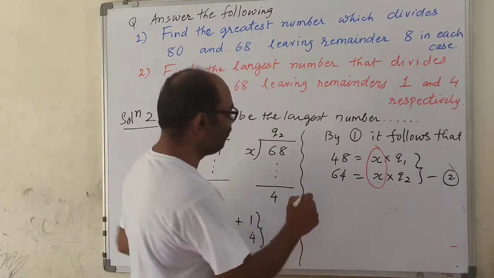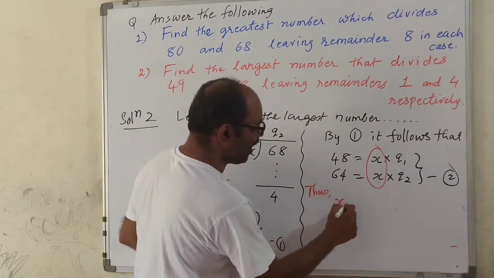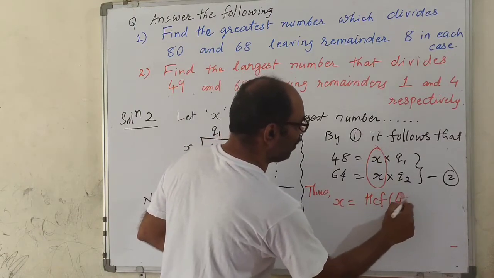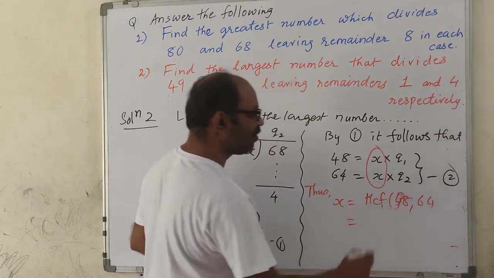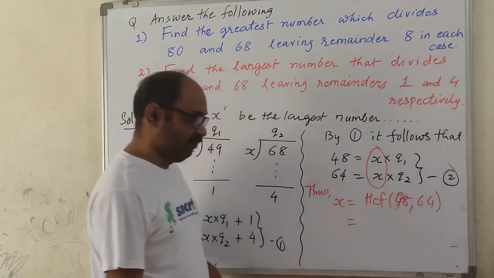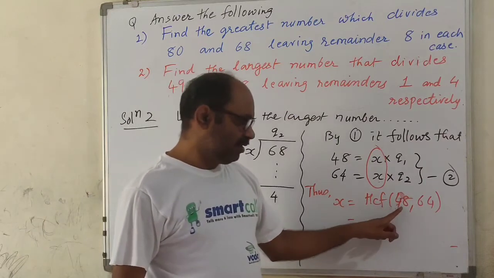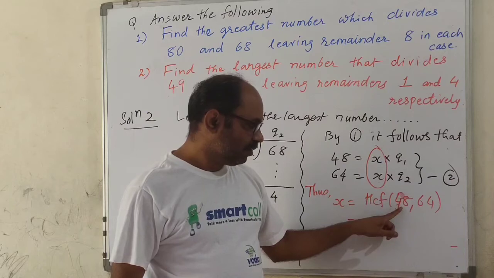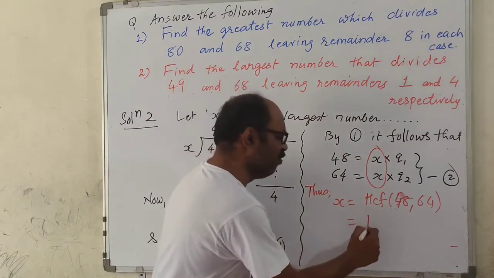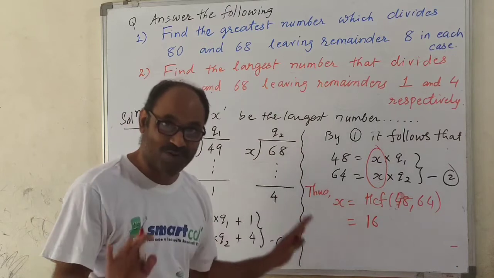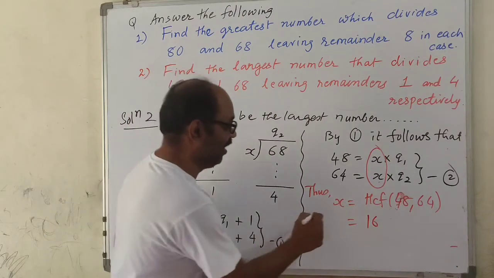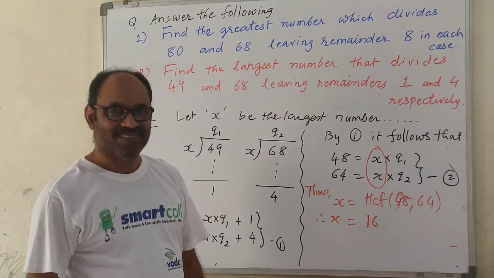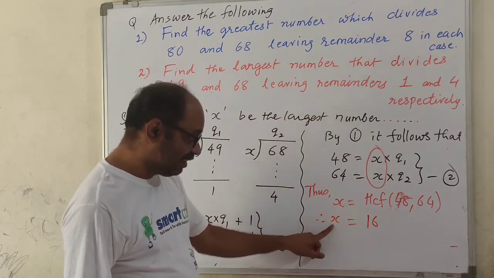x is HCF. Thus x is equal to HCF of 48 and 64. That you find out now, children. That HCF you find out. I'm writing directly. What is the HCF of 48 and 64? We get 16. And what is x?